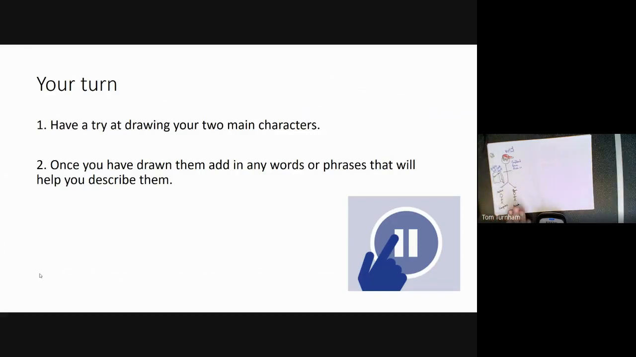Okay, so I've got my good character. I've put a few words about them. I've got what makes them identifiable. I've got what makes them different to everyone else. And I've thought about their friends and their support. So now I'm going to move on to my baddie.